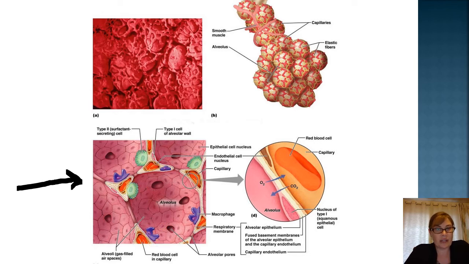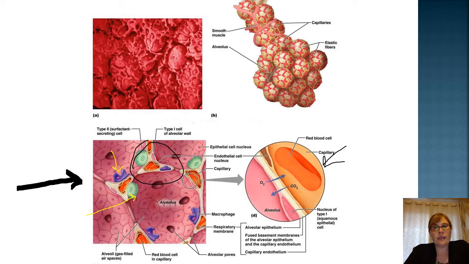Surfactant secretors look kind of fuzzy, that's why. But anyway, the purple ones here are your macrophages. These are the guys who we're going to try to clean up. And then the green ones are our surfactant secretors.